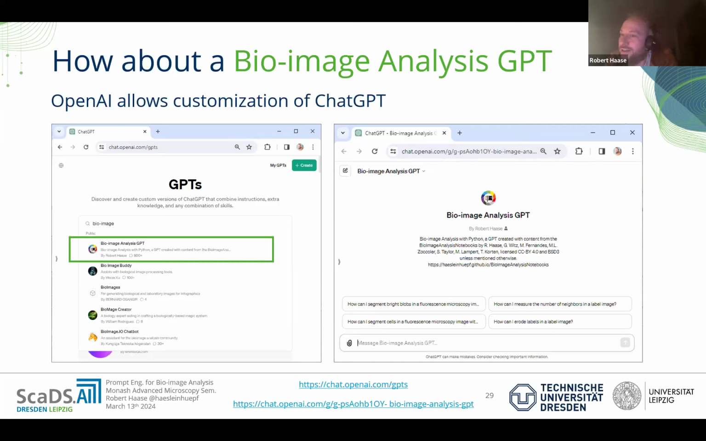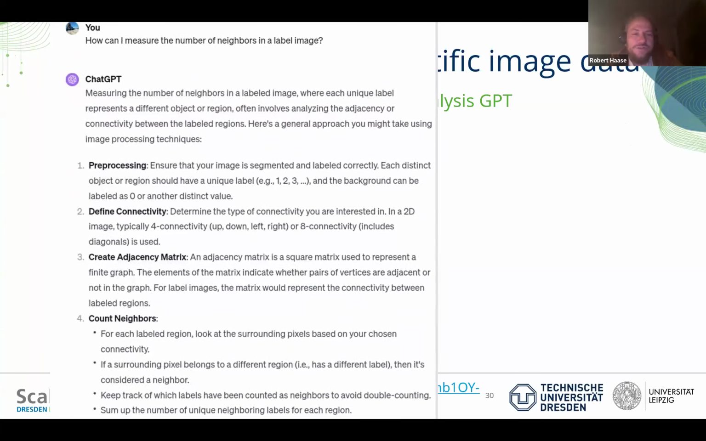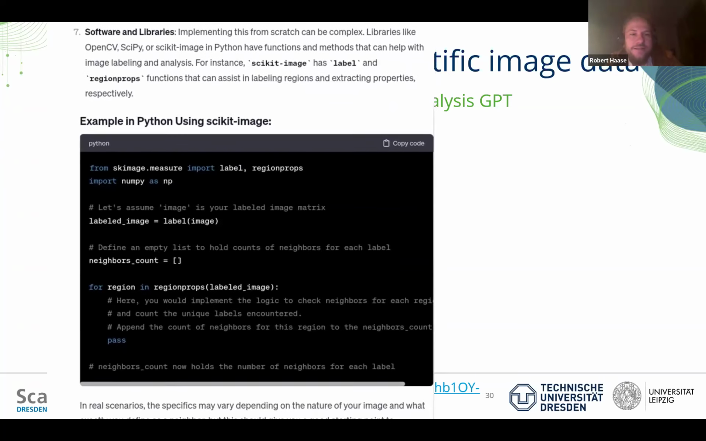So there are multiple custom GPTs which you can try out, which have additional knowledge on top of ChatGPT. So let's quickly compare how ChatGPT performs in comparison with the bioimage analysis GPT, which I made. So again, if you ask ChatGPT a question which is a little bit out of the space of the stuff it can do, how can I measure the number of neighbors in a label image? Similar to the question before, which it was not capable of solving. It will again come up, yeah, the animation works, with a very long response and a lot of blah, blah. And then by the end, there's some code.